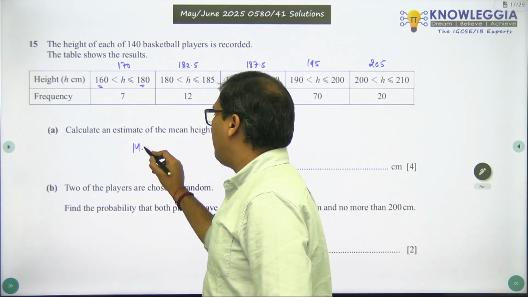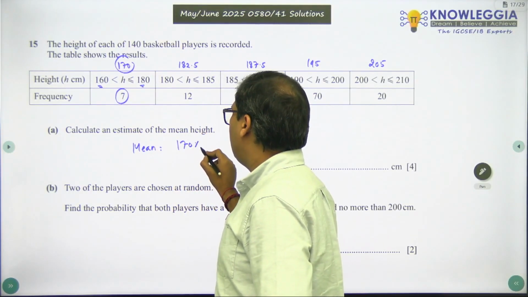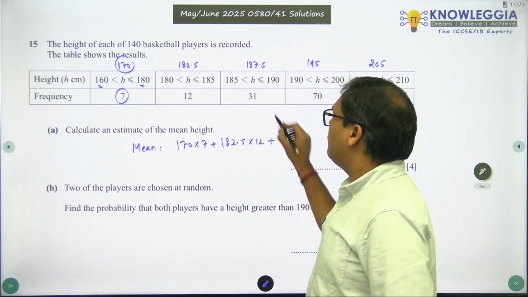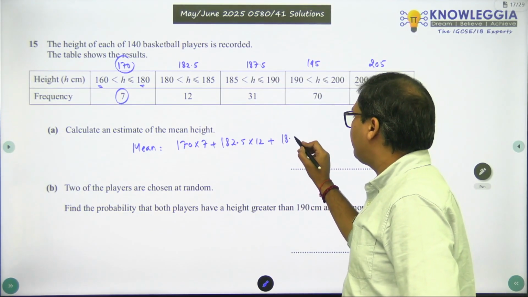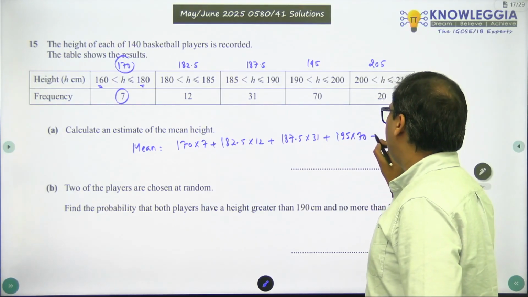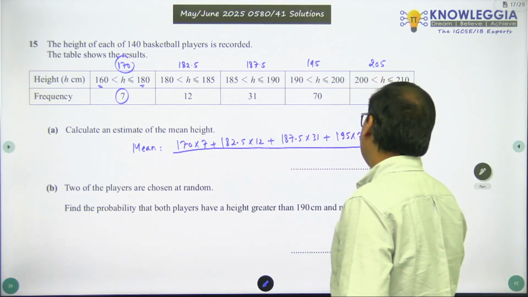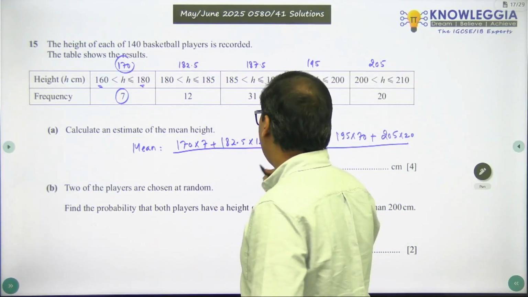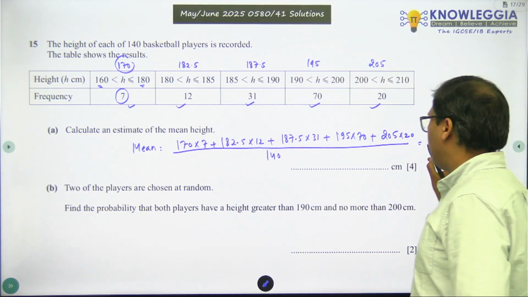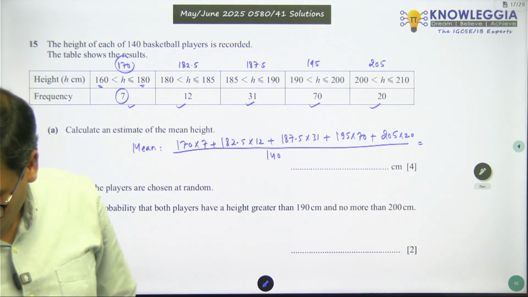The mean is equal to the midpoint times the corresponding frequency: 170 into 7, plus 182.5 into 12, plus 187.5 into 31, plus 195 multiplied by 70, plus 205 multiplied by 20, divided by the sum of all the frequencies, which is the total number of data, 140. You can add these up and you will get 140. Now just put the values in the calculator and get the answer. If you put this value, you will find the value is equal to 192.